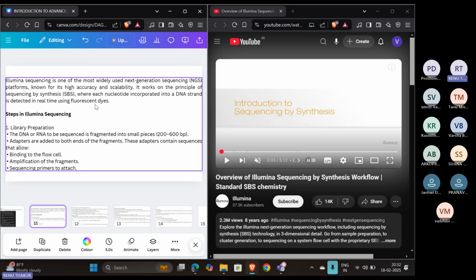Okay, so library preparation, yeah, so you will extract the DNA or RNA, okay, and there are different methods to do this. First is obviously by blood, by whole blood, plasma, or serum, okay.